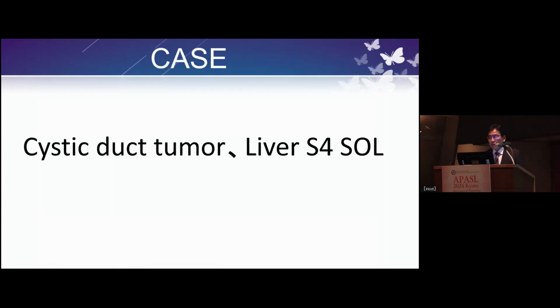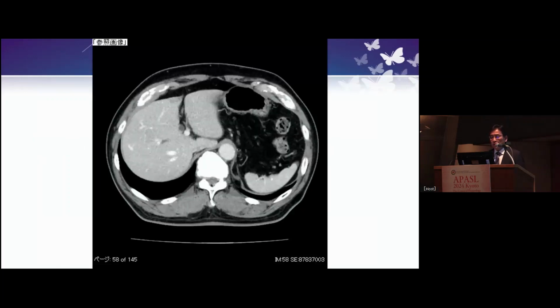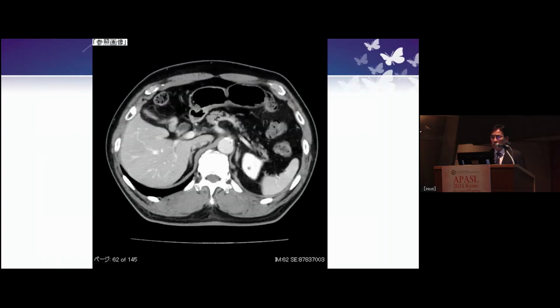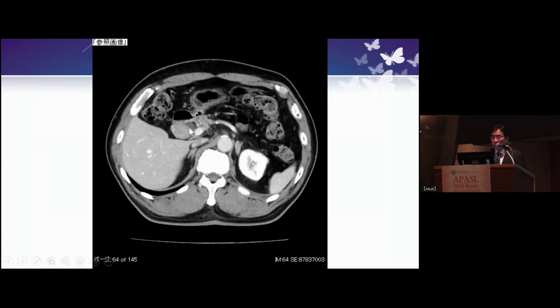So, case. This case is a cystic duct tumor and liver segment 4 tumor, maybe metastasis. Can you see? Very small segment 4 and peripheral. This region is sometimes very difficult to see by EUS. And here is a cystic duct tumor. I suspect the cystic duct tumor is the primary and metastasis to segment 4.